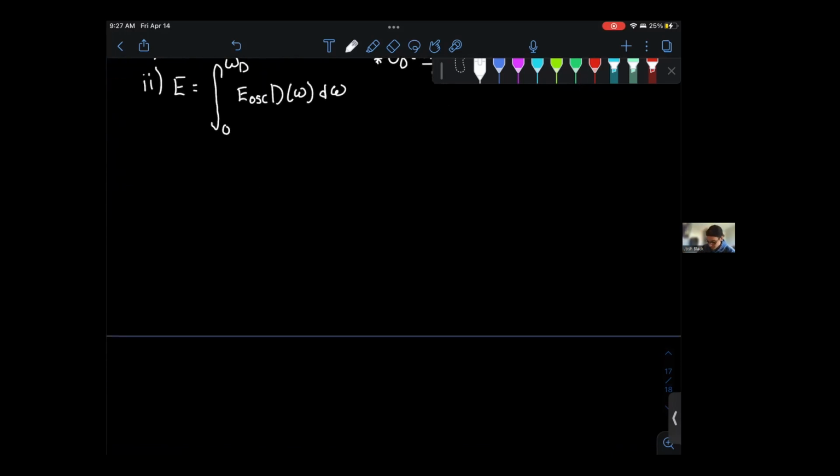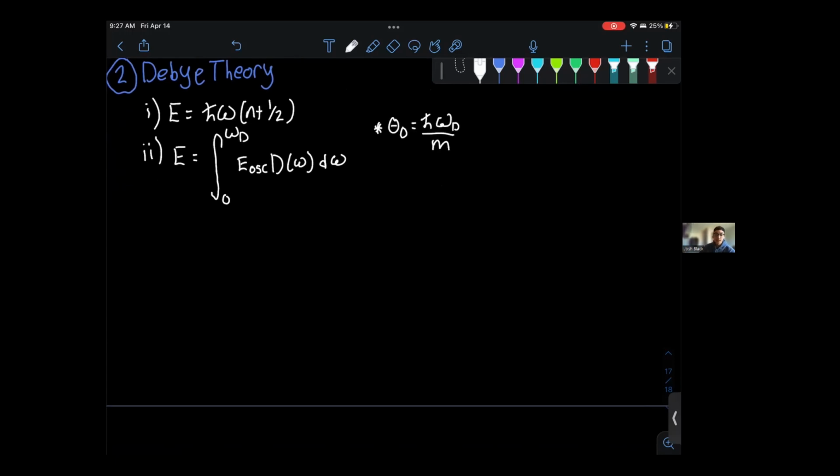Now, after solving this integral and then taking the derivative with respect to T, we get that the contribution to specific heat capacity from phonons is equal to this long expression here.